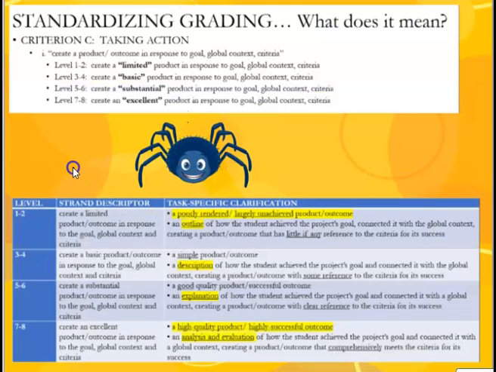Now let's investigate the 3 strands of Criterion C, taking action. The first strand addresses the product, goal, global context, and criteria all as one. Again, notice the bold words and the different levels, going from limited to excellent in description. To achieve a high-quality product and highly successful outcome, the goal from Criterion A should have been explained clearly and have multiple verbs to clarify exactly all of the steps the student completes in the product.